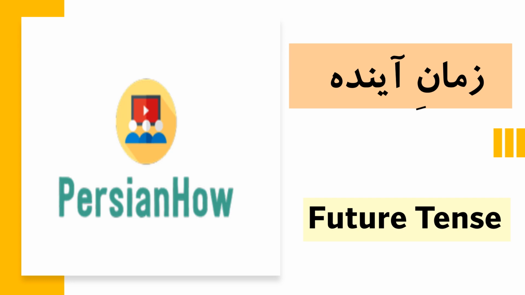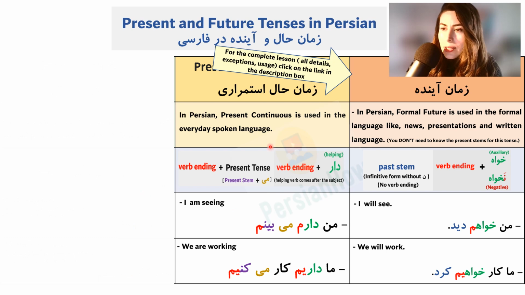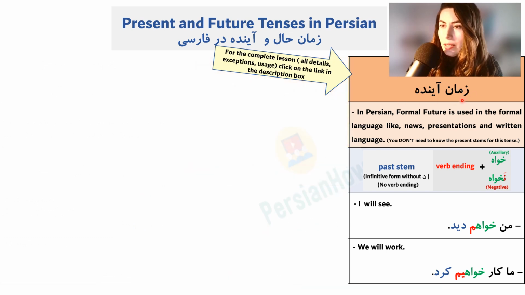زمان آینده. Alright, we covered this one. Now let's go over the future tense, زمان آینده, which we use an auxiliary verb to form. But this form of future tense is mostly used in the formal language, meaning like the news, formal presentations, the written language. Usually we do not use it in the everyday spoken language. So if you're planning to read materials in Farsi, then this tense is very important for you guys to learn.